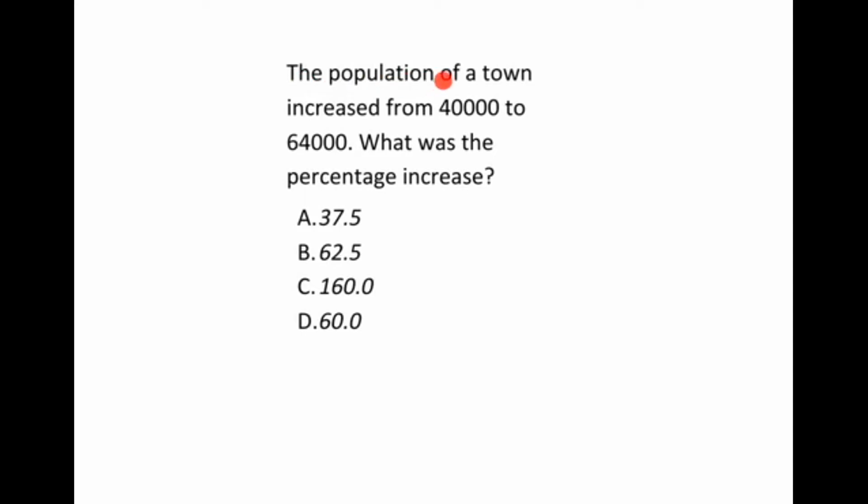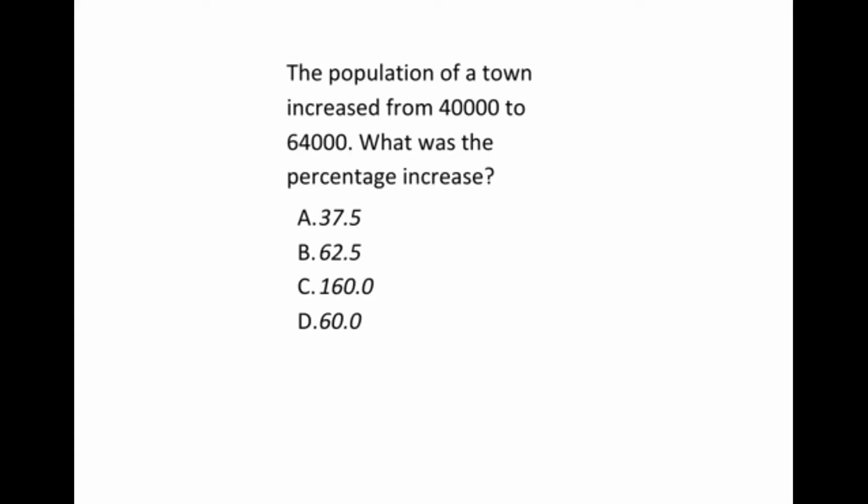The population of a town increased from 40,000 to 64,000. What was the percentage increase? Solution. First, let us analyze the question. We are told that the population of our town increased from 40,000 to 64,000. Then we are asked to give the percentage increase.